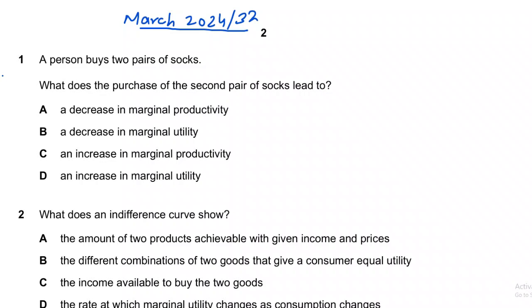So in this class I'll explain one complete paper. This is the March 2024 exam series, variant 3.2, and this video is for A2 Economics paper 3. Let's move on to the questions. The scheme is: you can stop the video, read the question carefully, and once you have decided the answer, play the video again and listen to the logic.